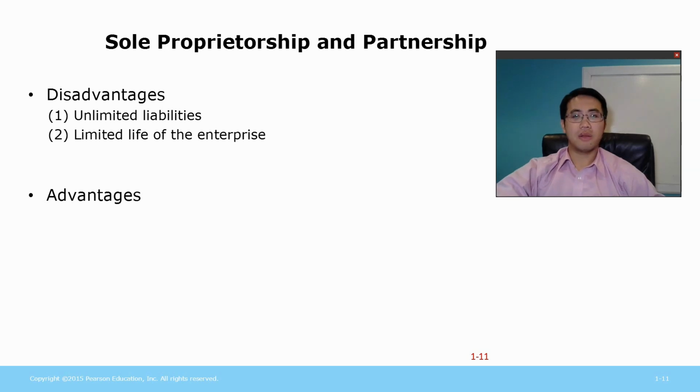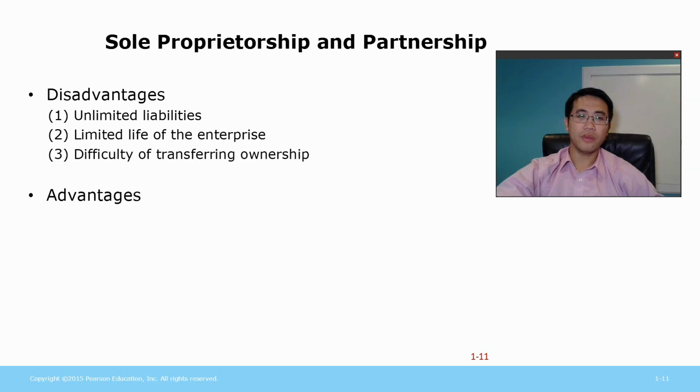And also, as a sole proprietorship and partnership, the life is limited. If the owner died or quit, then this partnership will not exist. It cannot last for a long time. And also, it is very difficult to transfer ownership. You have to find the right person who has the right interest and is willing to give the right money for the right amount of shares of the business. So you can see that's going to be very tough to find another person to sell your equity to.